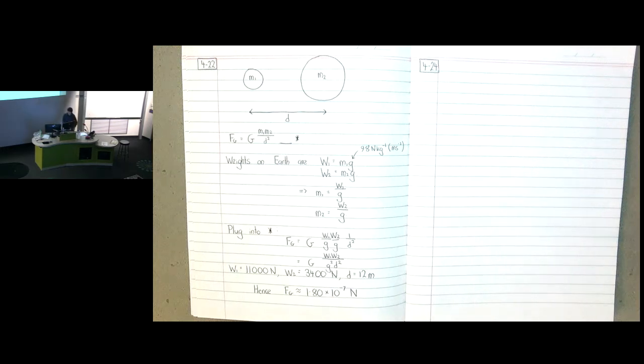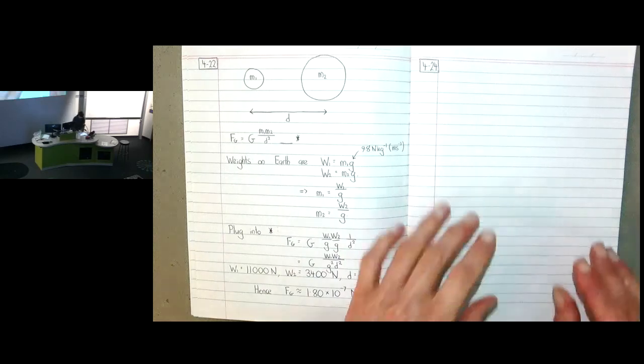So in question 424, what we've got is we're told that the weight of an object is the same on two planets. And we're told that the mass of one planet is 60% that of planet B, and it wants us to find the ratio of the two planets.